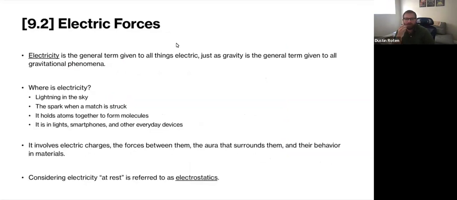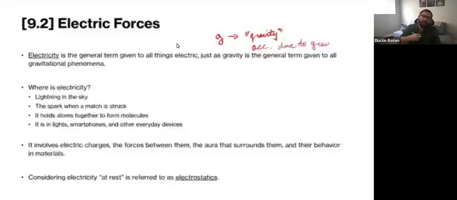So the term we use is very broad. Electricity is the general term we give to all things electric, kind of like how gravity is the catch-all term for any sort of gravitational thing happening. Sometimes we'll call g gravity, but really it's the acceleration due to gravity. So it's kind of the same thing. We lump a lot of things into the term electricity. And of course, you can find electricity pretty much anywhere in everyday life.